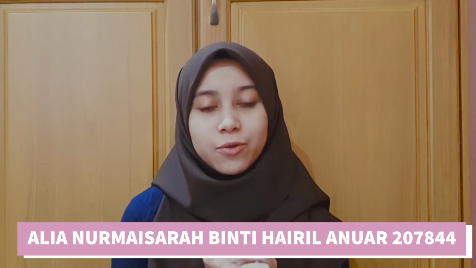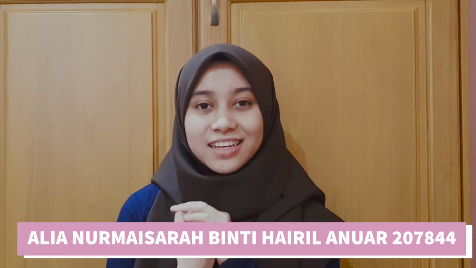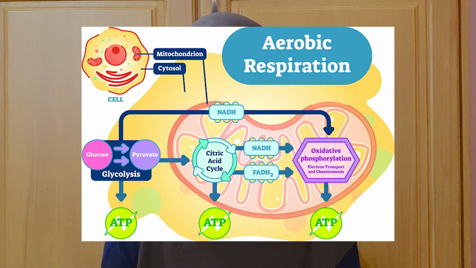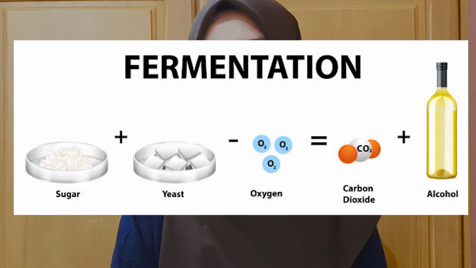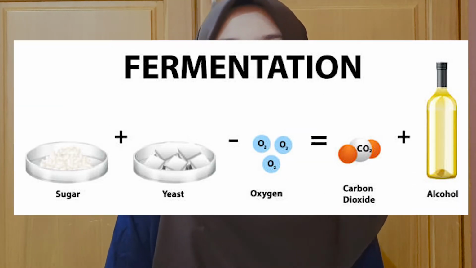Hello everyone, my name is Alia, and in this video, I will be explaining and conducting the alcoholic fermentation in yeast experiment. Glucose is a type of carbohydrate. It can be catalyzed into pyruvate through glycolysis. Now, these pyruvate molecules can undergo anaerobic or aerobic fermentation, but we're only going to focus on anaerobic fermentation for now. In this type of fermentation, anaerobic organisms such as yeast will break down the pyruvate into ethanol and carbon dioxide without the presence of oxygen.